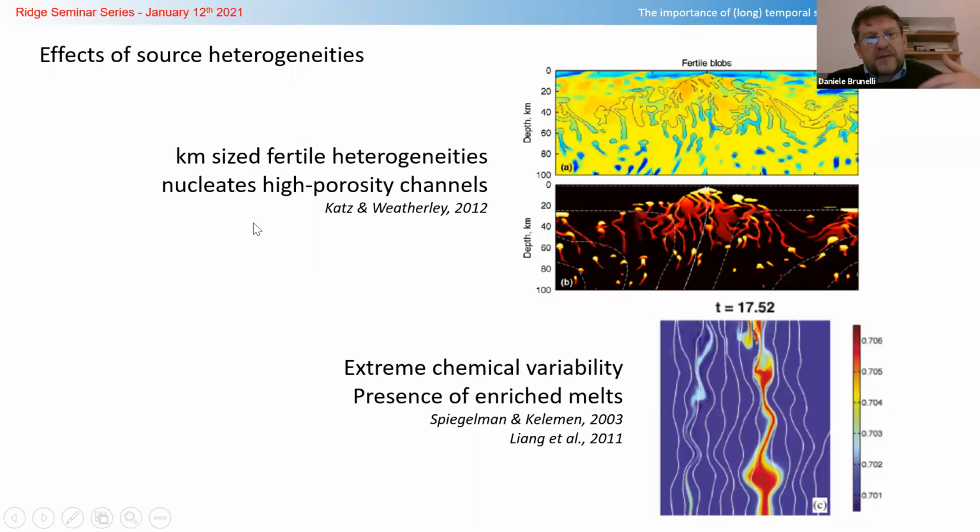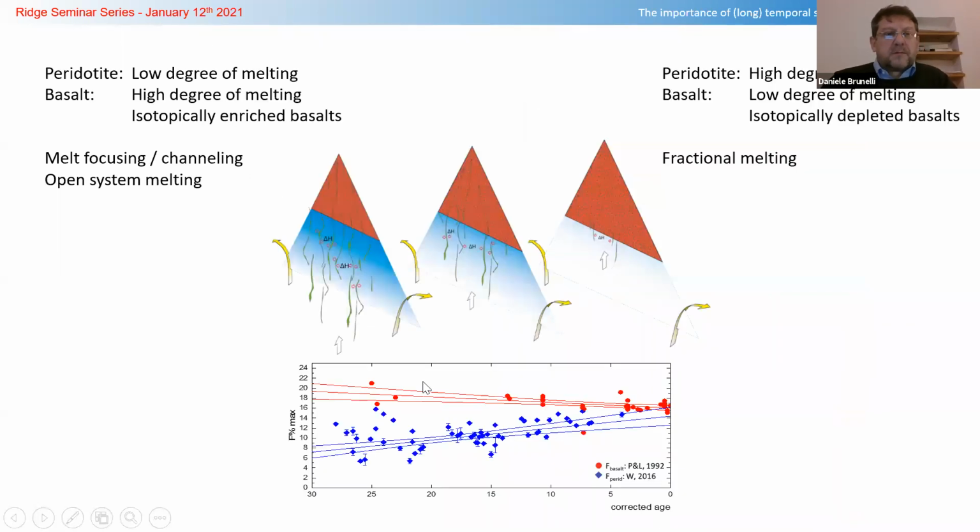where we see that melt percolation dissolves and helps generating preferential streamlines for melt to percolate through the mantle, resulting in the nucleation of high porosity channels, and these bear with them the presence of melts that are extremely enriched and variably enriched, so that we can observe this kind of reaction between the melting mantle that is increasing in degree of melt, but is experiencing the injection of very enriched melts.